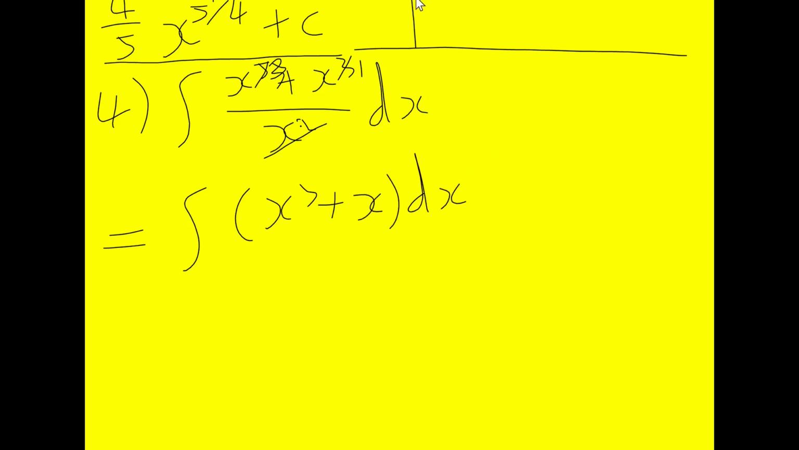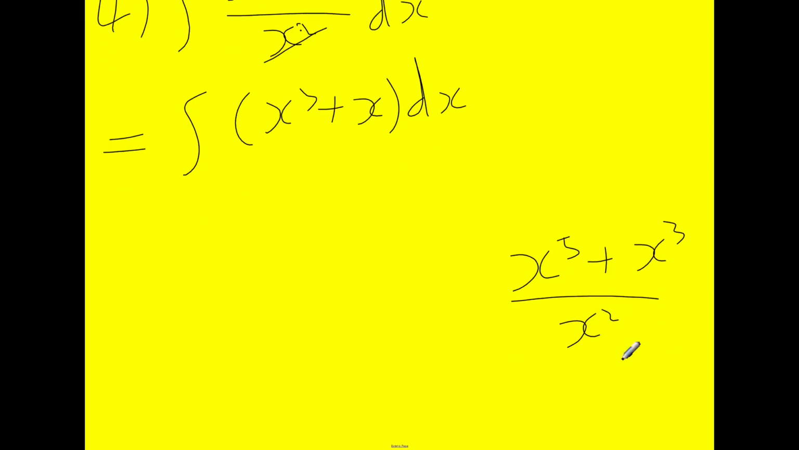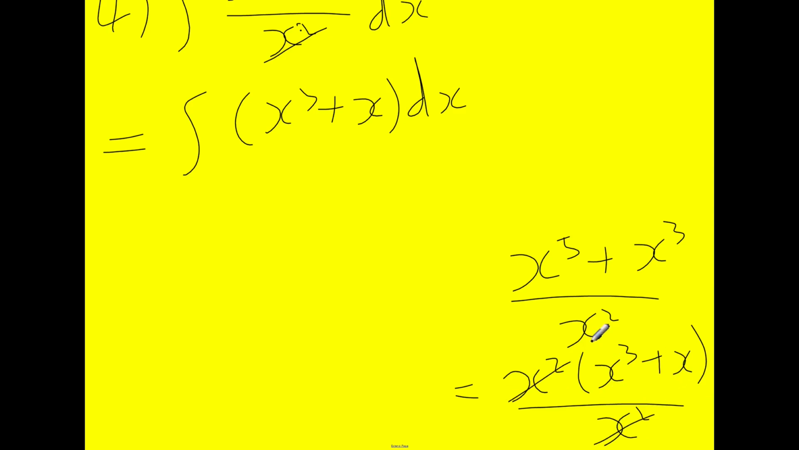If you're not super confident with that, let's just talk about it a bit more. So over here, if I had x to the 5 plus x to the 3 over x squared, then I could first of all factorize out x squared from the top. I'm allowed to do that. x squared times x to the 3 plus x, divided by x squared, and now it's a bit clearer to see why it's cancelling out to leave me my x cubed plus x.